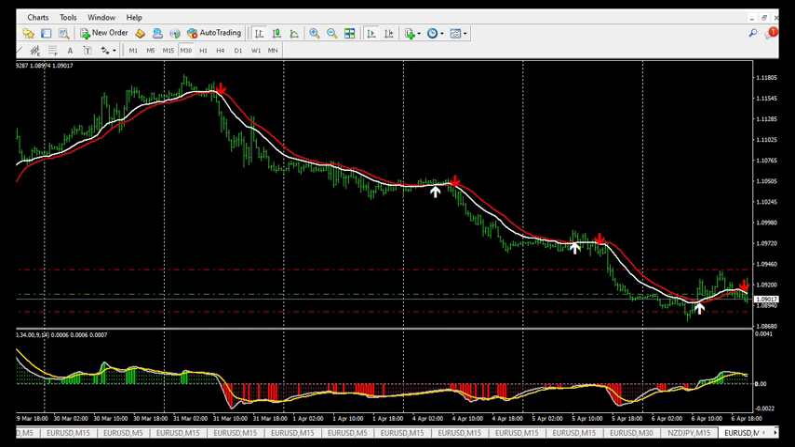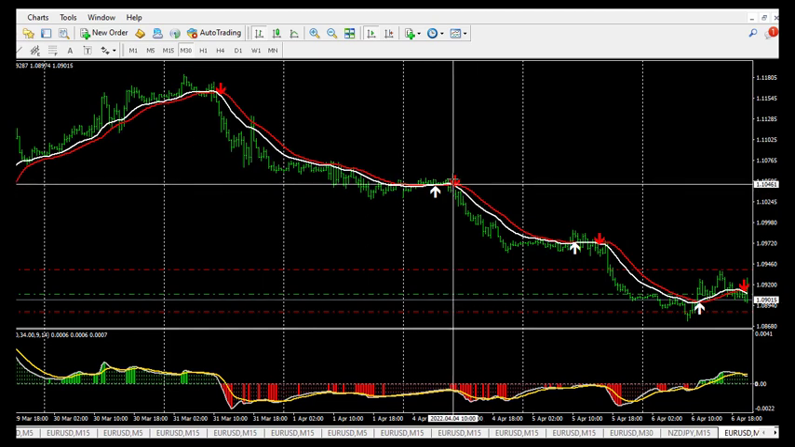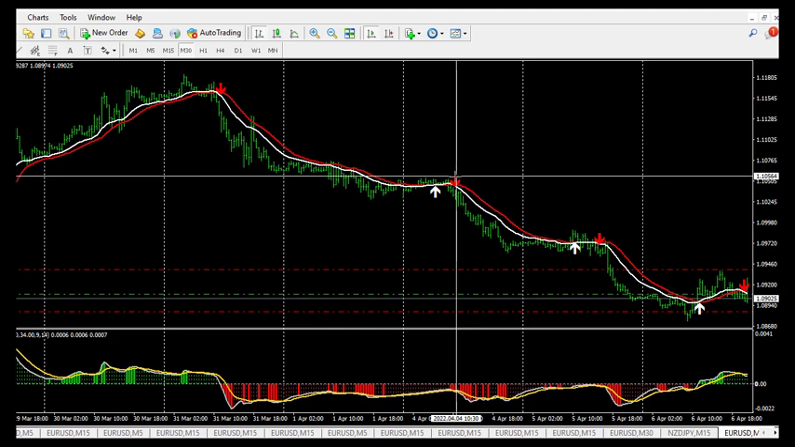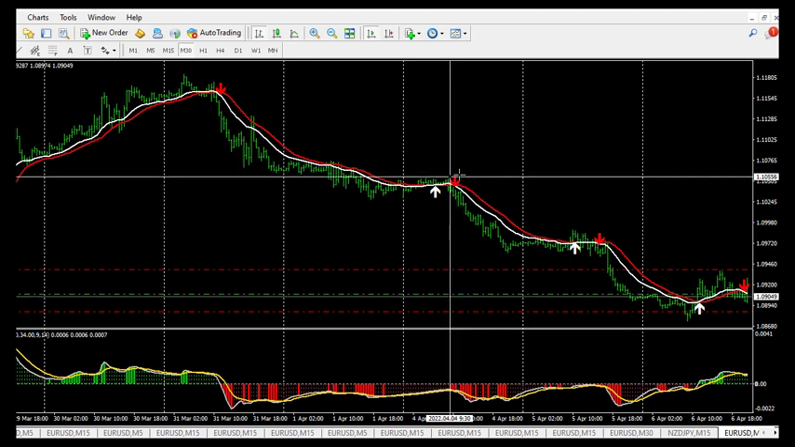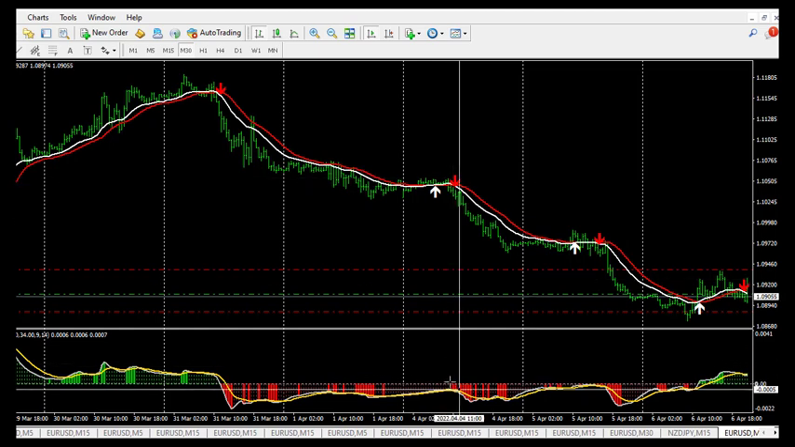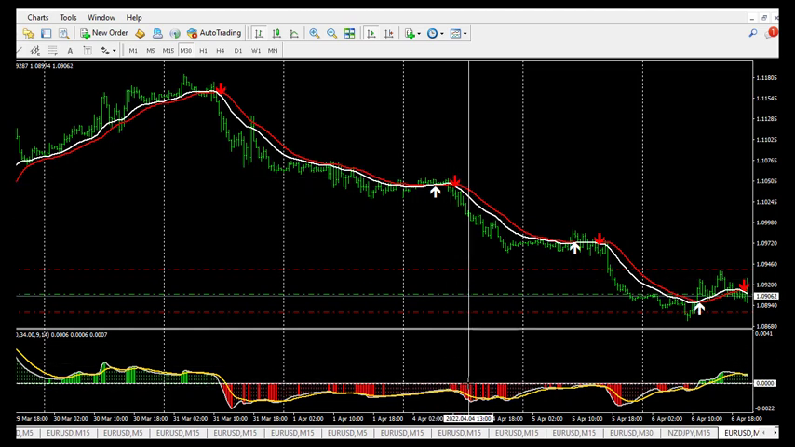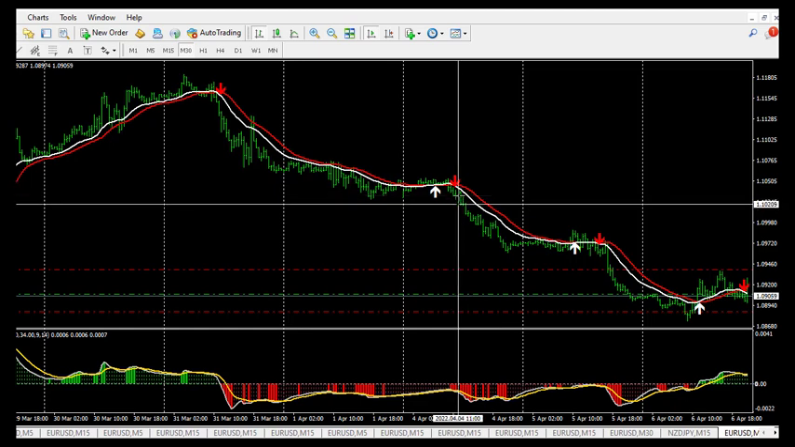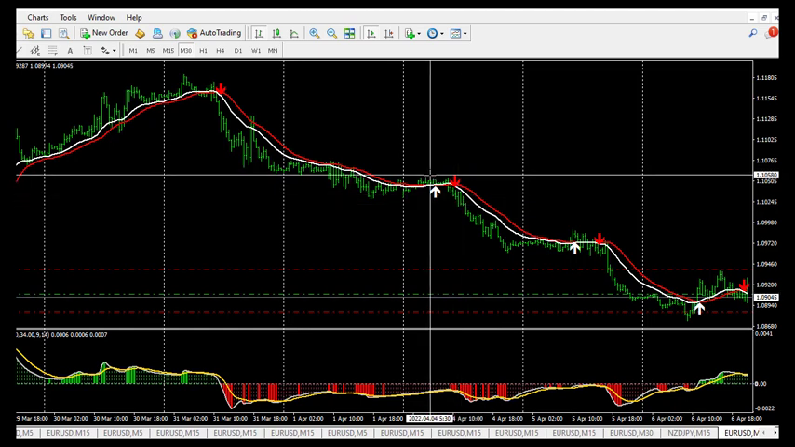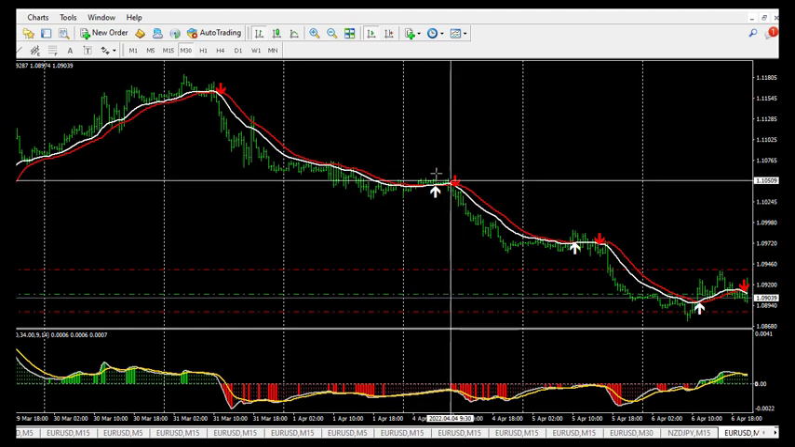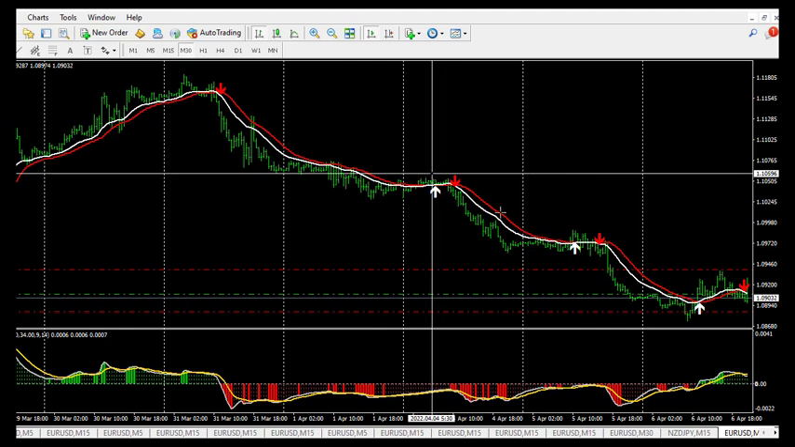But a few candles after that, we have another sell signal that was generated at this particular point, and the MACD is also red. So you place your trade also for a sell, with a stop loss just a few pips above the previous high here, and you ride your trend.